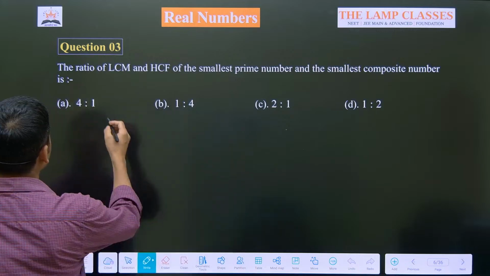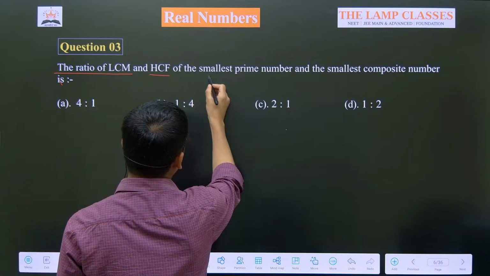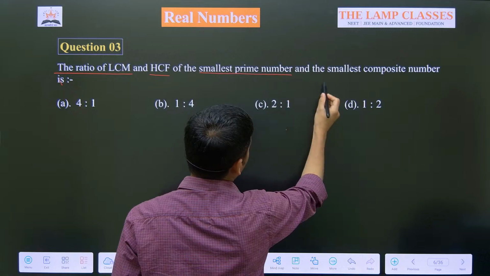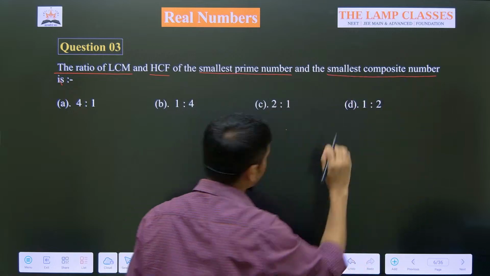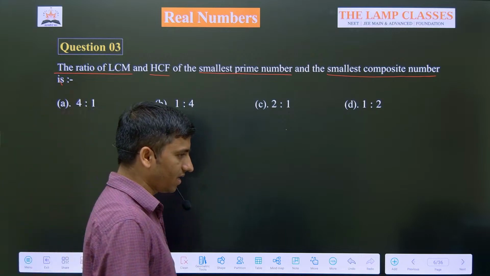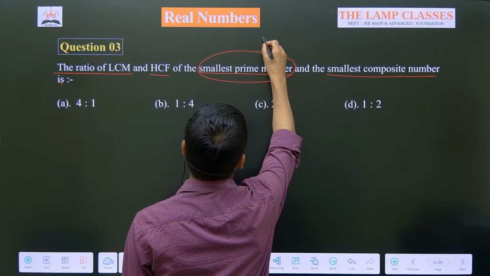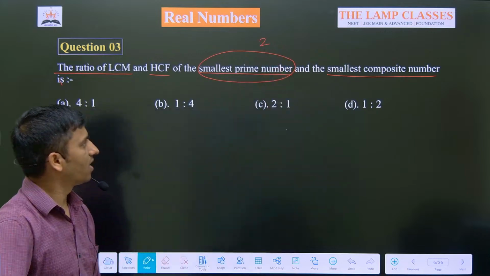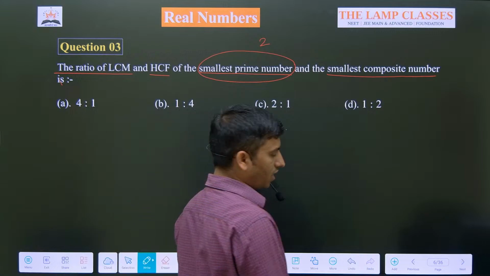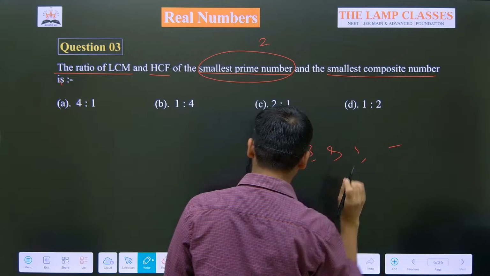So here they are saying that we have to find the ratio of LCM and HCF of the smallest prime number and the smallest composite number, right? That means first we should know what the smallest prime number is, right? That's too easy to know. It's 2. 2 is the smallest prime number. And what is the smallest composite number? We know that in 1, 2, 3, 4, 5, these numbers, right?